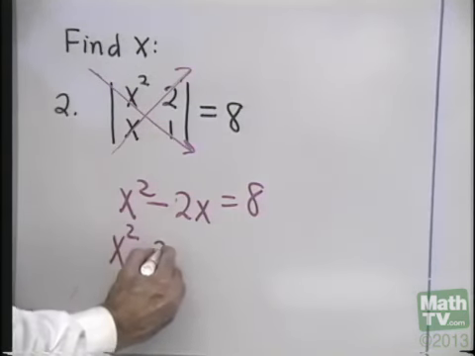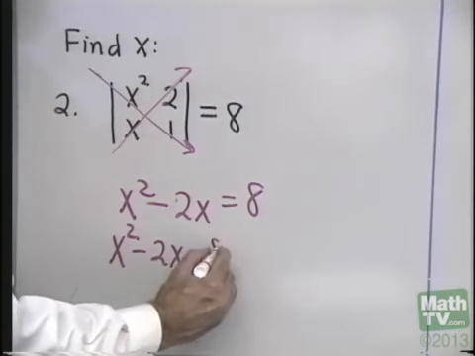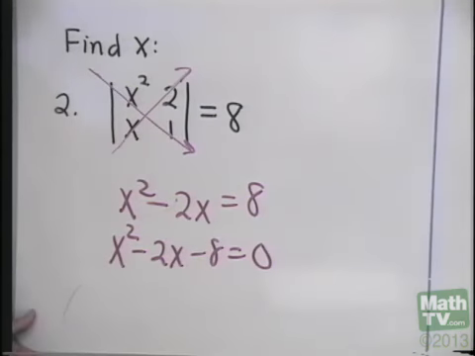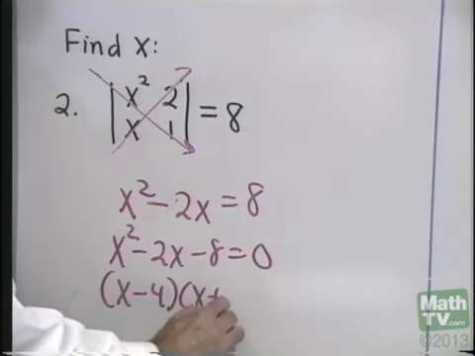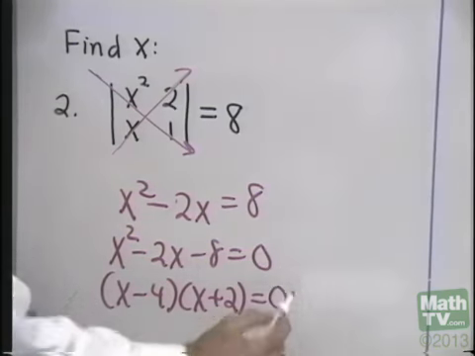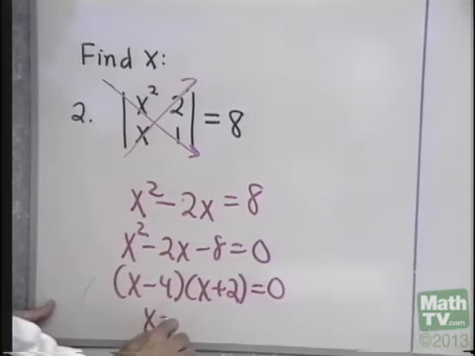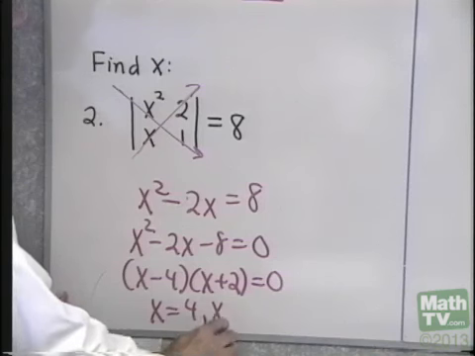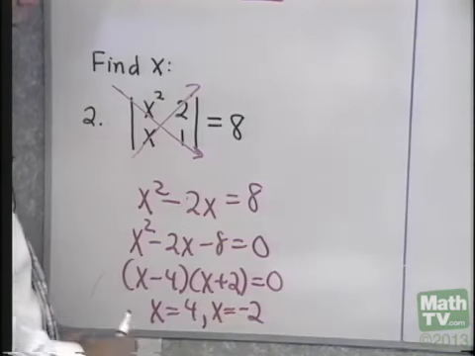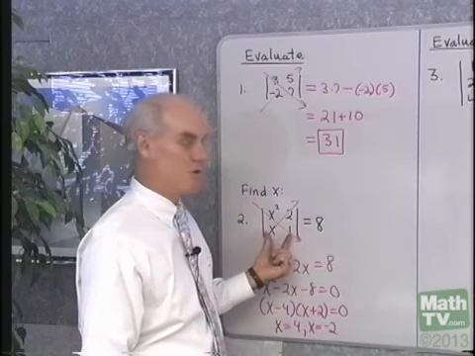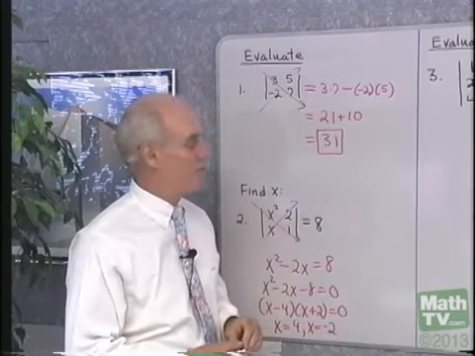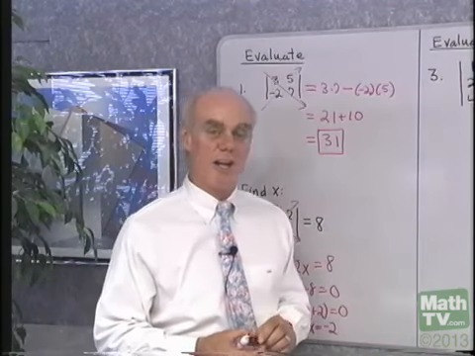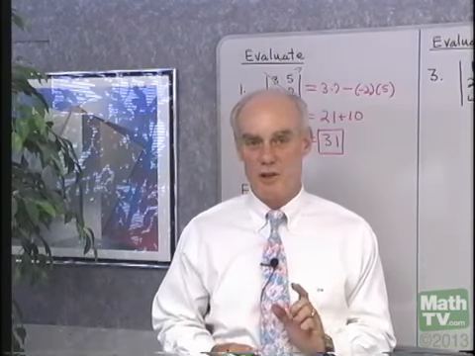Quadratic equation: x squared minus 2x minus 8 equals 0 when I put it in standard form. Factor it: x minus 4, x plus 2 is equal to 0. So x is equal to 4, or x is equal to negative 2. Either one of those values of x, when I substitute into this determinant, will give me a determinant whose value is 8.